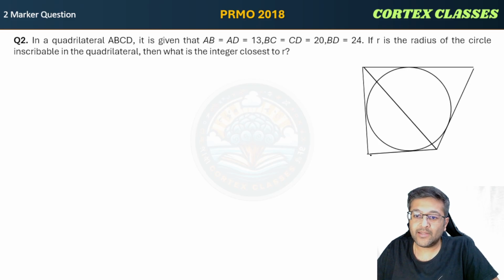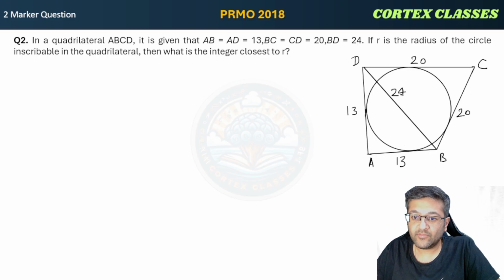Okay, here it is. So guys, क्या दिया हुआ है? AB and AD. So let us name them. This is A, B, C, and D, right? So AB is given to be 13. AD is also 13, consider it to be touching here. Okay, and BC is how much? 20. Okay, so you can say that we have two isosceles triangles, right? This is also 20 and BD is 24. Okay, so this length is 24.